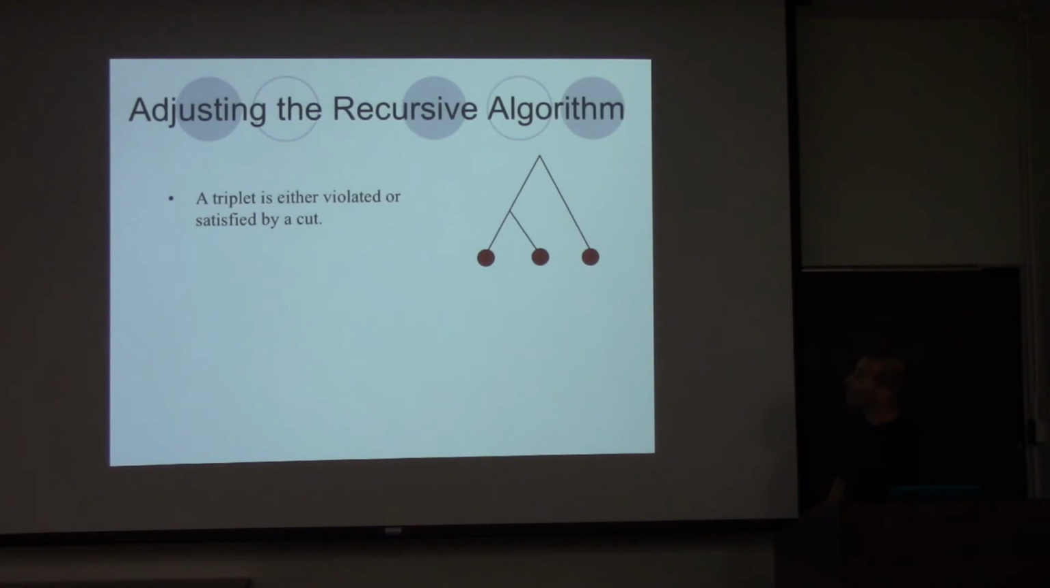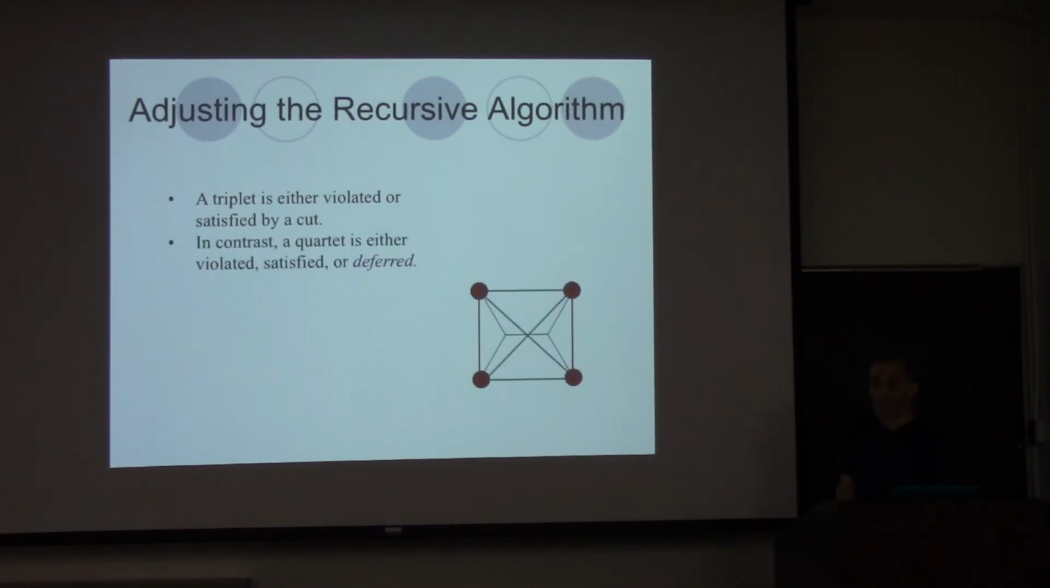So in my last 5 minutes, I don't want to violate the time and lose you. We had to adjust the recursive algorithm. This edge violates a triplet, and this edge satisfies the triplet. In quartets, it is much more problematic.